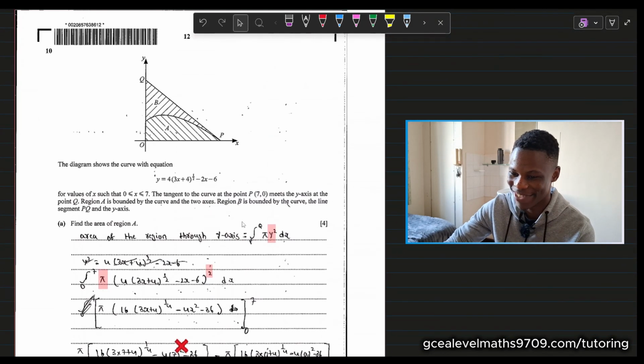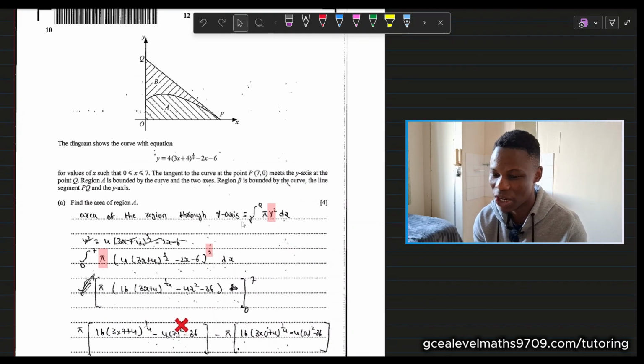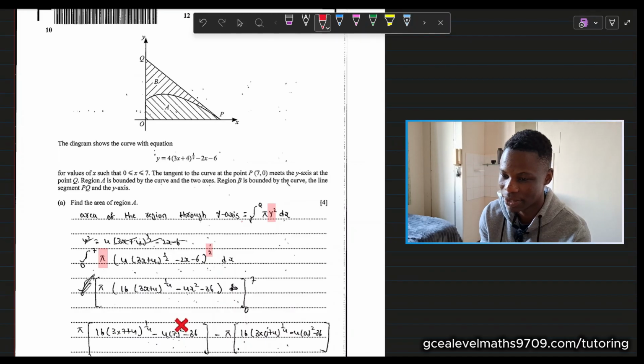Oh man, number 10. Number 10. We're looking for the area of the region A. So A is this whole region here.